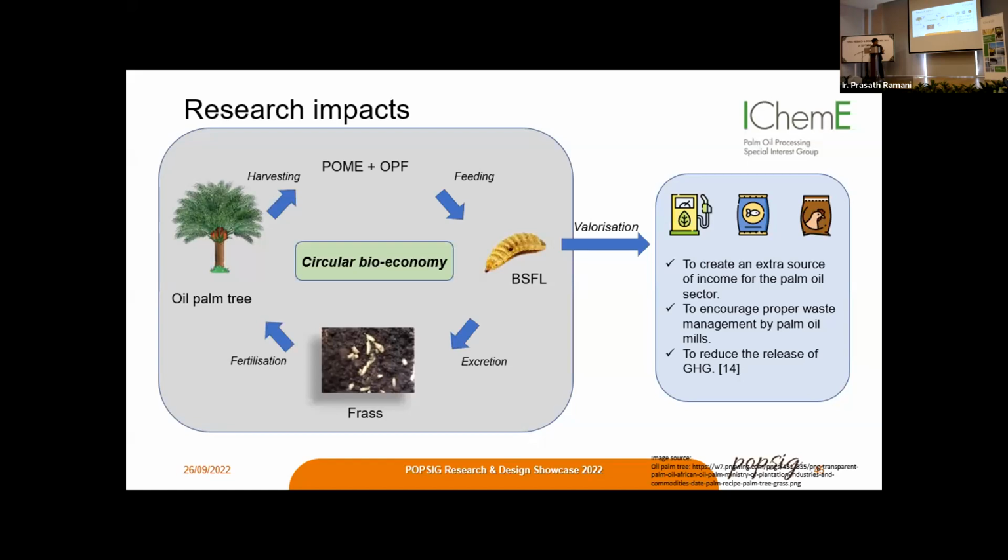The excretion from the BSFL, known as frass, is found to have a very high amount of nitrogen-based compounds. So it will be used as fertilizer to fertilize oil palm trees, and the oil palm trees can be grown and be harvested again. Another round of POME and OPF can be created, and this is how we wish to establish this circular bioeconomy.